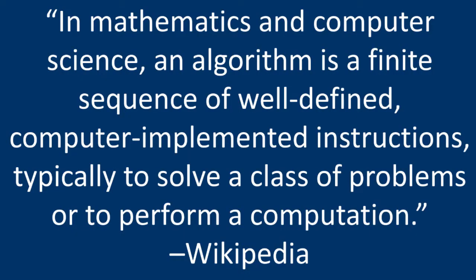So just reading from the Wikipedia website, we have, in mathematics and computer science, an algorithm is a finite sequence of well-defined computer-implemented instructions, typically to solve a class of problems or to perform a computation. So you could have an algorithm that's super simple, like give me the per capita income by county. And that algorithm might add up the income of everyone in the county and divide by the total number of people in the county, and that's it. It's just a simple mathematical calculation.